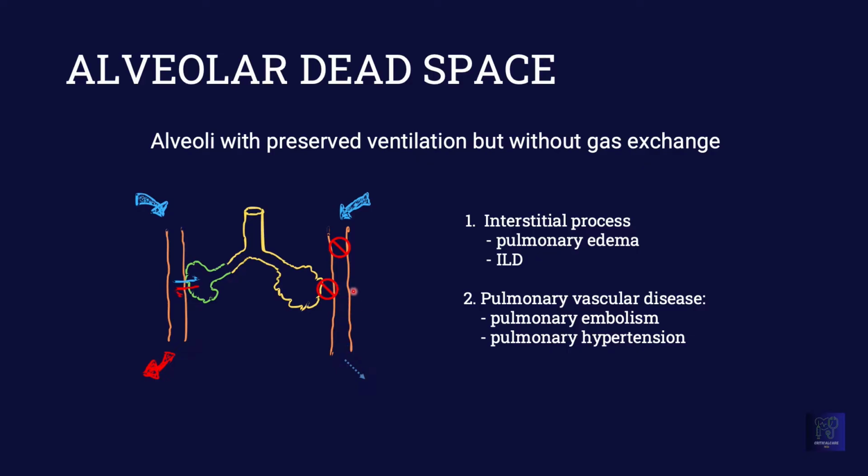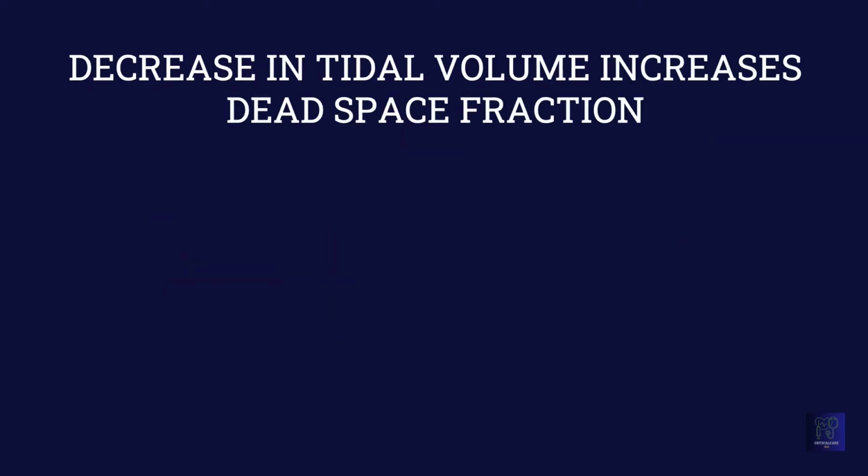Usually when there is a pulmonary vascular disease process, there is compensatory increase in ventilation through the rest of the normal alveoli. So they usually make up for it, and it's rare to see hypercapnia in settings of pulmonary vascular disease. Another useful concept to know is that any decrease in tidal volume leads to increase in dead space fraction.